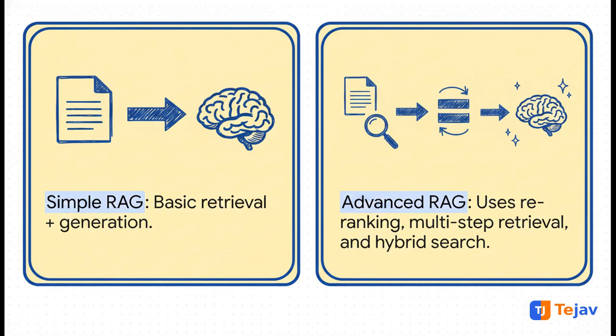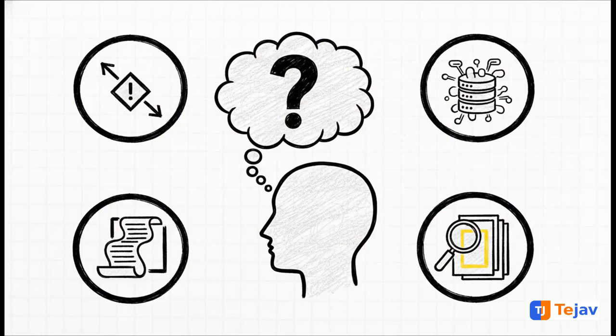For instance, a re-ranker is super common. The first retrieval is built for speed. Maybe it grabs the top 20 results really fast. Then, the re-ranker, which is a slower but smarter model, looks at those 20 and finds the absolute best 3. You also see things like hybrid search, which combines the meaning-based search of vectors with the precision of old-school keyword search.